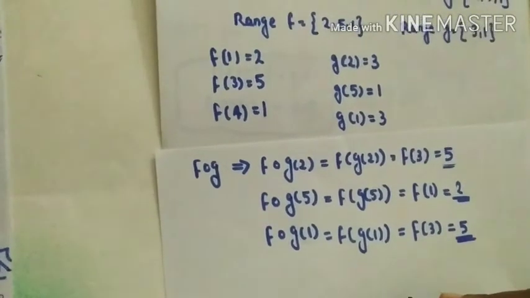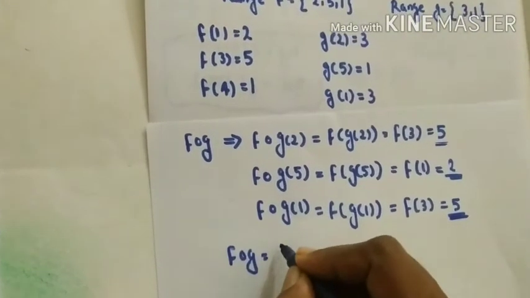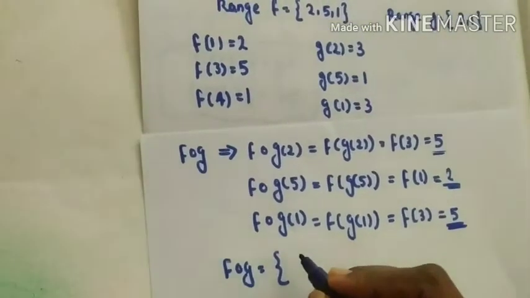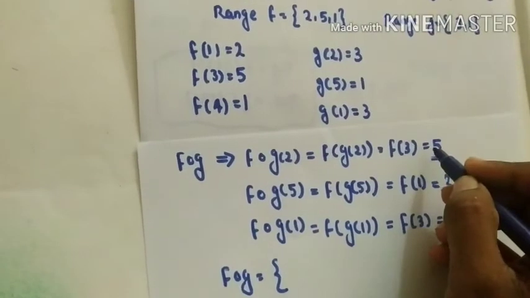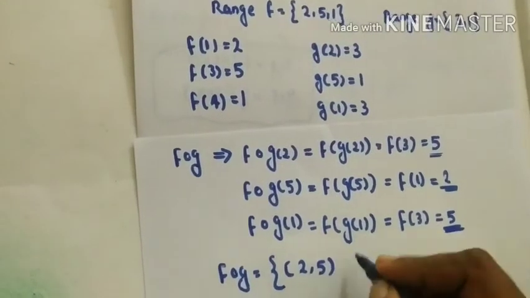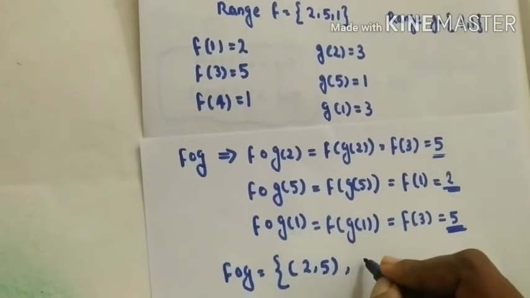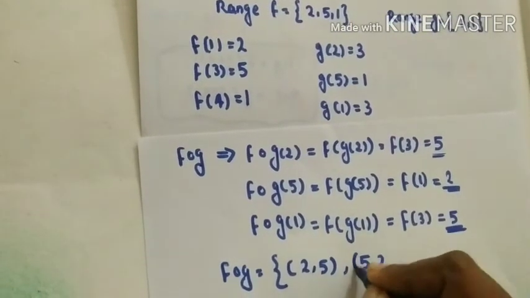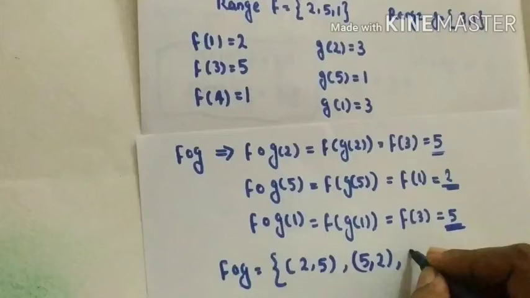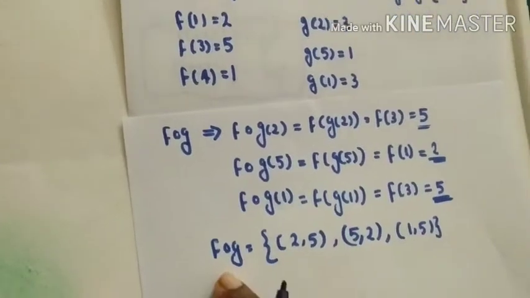Okay. So finally we get f of g is a set containing, with 2 I have 5, ordered pair 2, 5, with 5 I have 2, that is ordered pair 5, 2, and with 1 I have 5, the last ordered pair is 1, 5. So this is the answer of f of g.